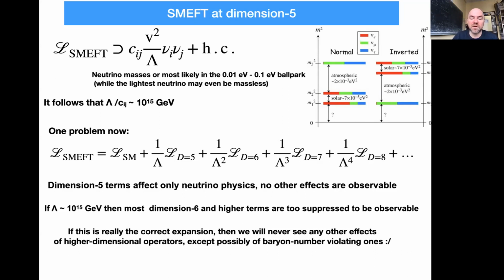So the next term in this expansion will be suppressed by (10^15)^2, and it will be very difficult to see. The only other experiment, apart from neutrino experiments, that would be sensitive to these higher dimensional terms, that would probe maybe dimension 6 terms, are proton decay experiments. So if lambda is indeed that high, that is indeed a conclusion.